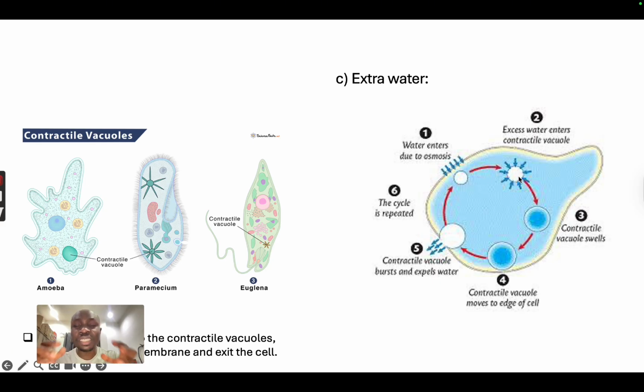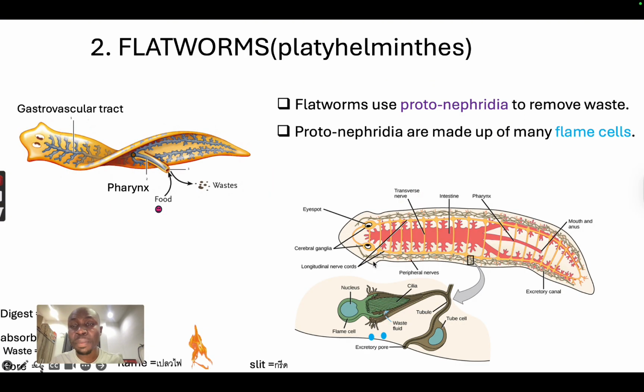The contractile vacuole will get bigger and bigger, and it will move to the cell membrane and join to the cell membrane and release the extra water out. So this is how they remove extra water from the body. They use a contractile vacuole.